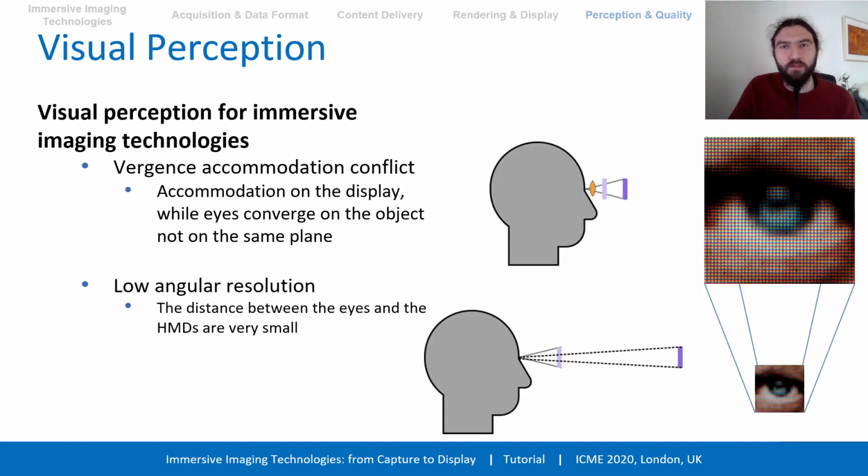Another important aspect to consider is the low angular resolution that HMDs have right now. Think about these two images. The bigger one, or the closer one, seems to be pixelated compared to the one below, which is presumably farther away. The reason is that the pixels per degree is not high enough for us to experience a smooth image without any pixelation. If the pixel per degree value increases, the image becomes smoother. Since the distance between the eyes and the HMD is very small, HMDs need to be built with very high resolution displays to overcome this problem.